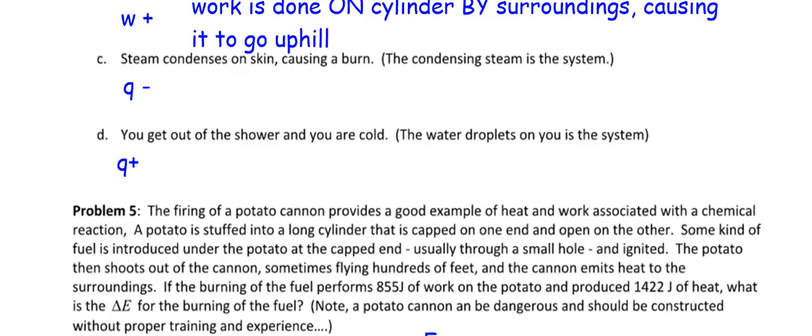If the burning of the fuel performs 855 joules of work on the potato and produces 1,422 joules of heat, what is the delta E for the burning of the fuel? Note, a potato cannon can be dangerous and should not be constructed without proper training and experience.